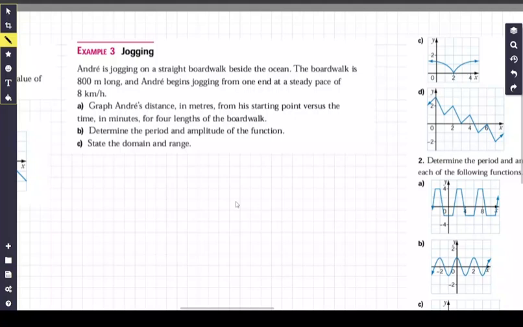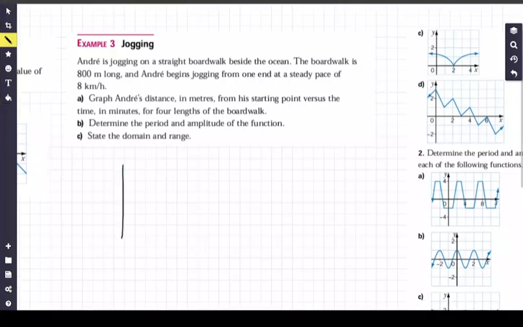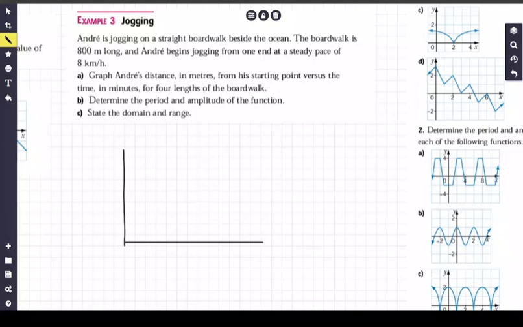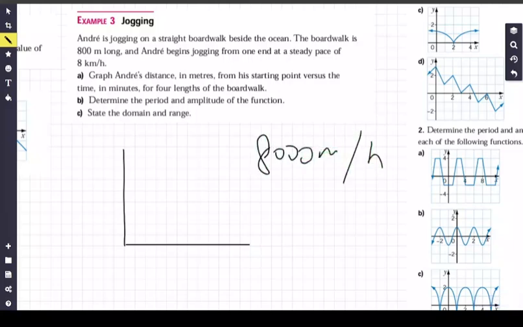So obviously, his distance is going to be fluctuating, right? Because he's going to go far from the starting point, so he's going to go steadily up. Since he's moving at a steady pace, he can travel 8,000 meters per hour. So therefore, in an hour, he can do 10 runs.